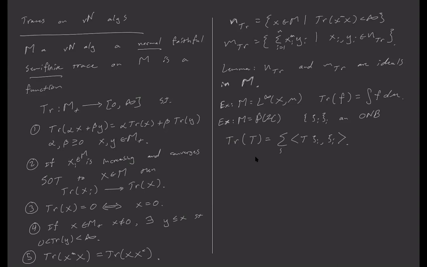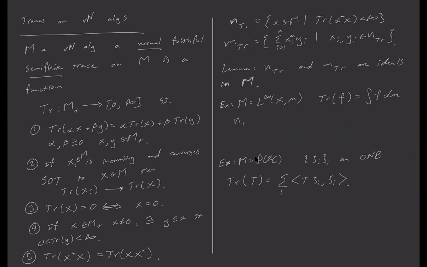What are these N sub TR and M sub TR? I should mention that. Here you can compute this ideal N directly, and it is exactly the subspace of L infinity which is also in L2 of X, mu. And this M is the subspace of L infinity which is also in L1. So these are easy enough to compute.